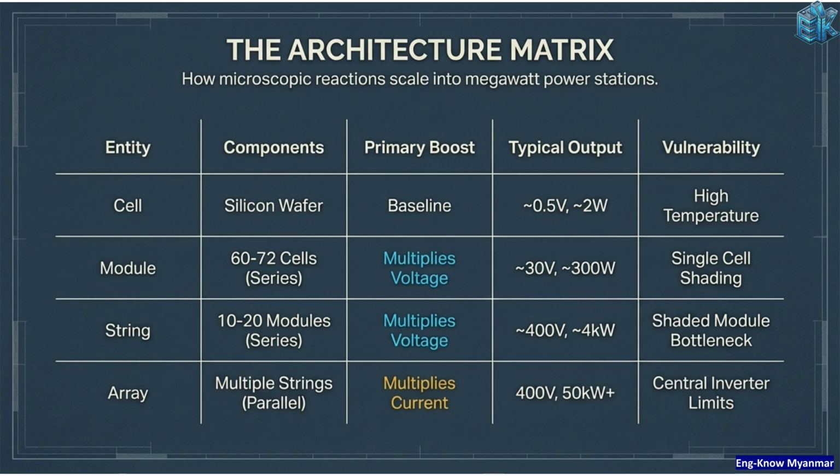This architecture matrix summarizes the scaling. A cell provides the baseline, vulnerable to high temperature. Modules multiply voltage and are vulnerable to single cell shading. Strings further multiply voltage, creating a shaded module bottleneck. Arrays multiply current and are limited by the central inverter capacity.